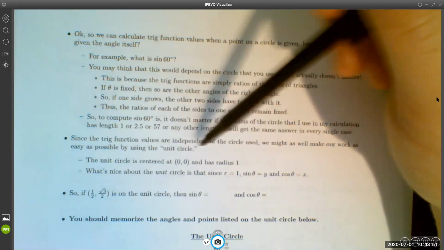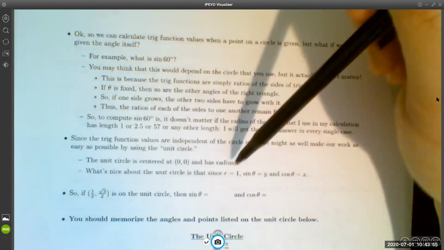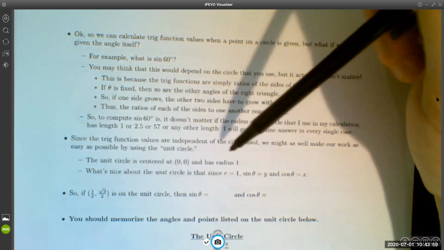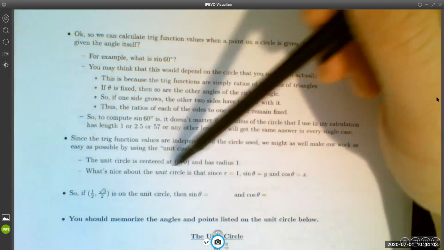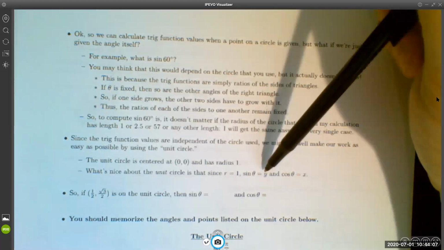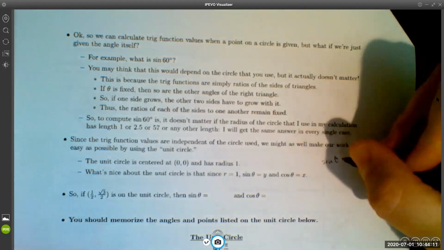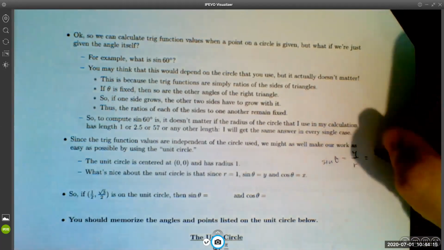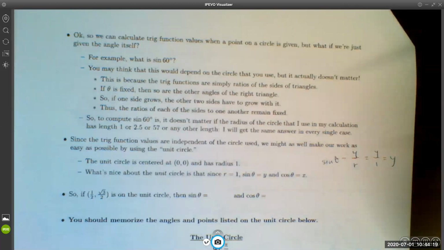The unit circle is centered at 0, 0, just like the circles that we've seen so far, but it has radius 1, and that's what makes it a unit circle, right? What's nice about the unit circle is that since r equals 1, sine theta is just y and cosine theta is just x. Remember, the definition we had for sine theta was y over r, but if r is just 1, then sine theta is just y, and similarly with cosine theta.